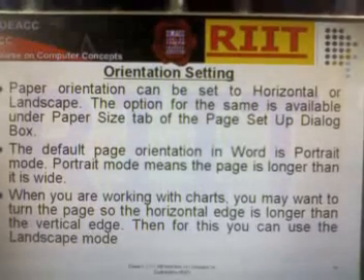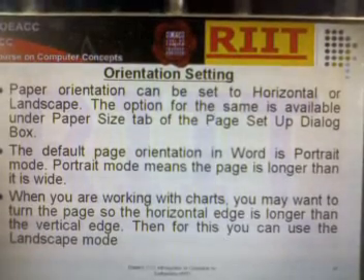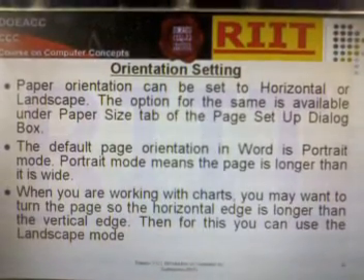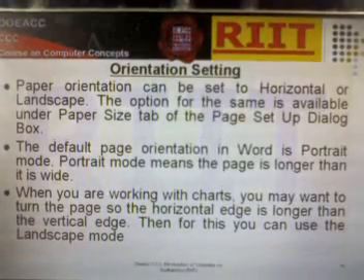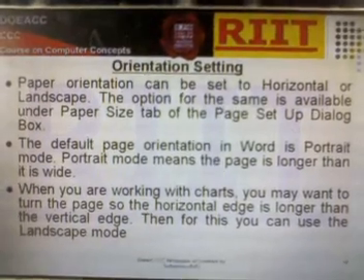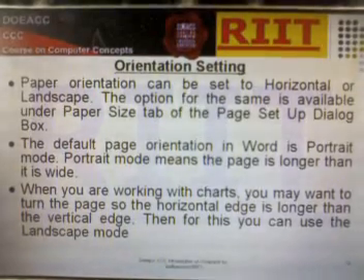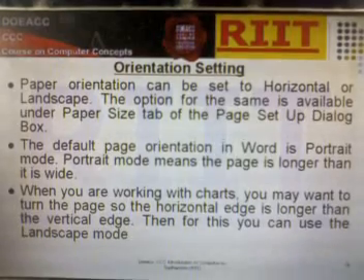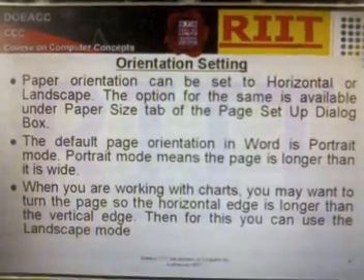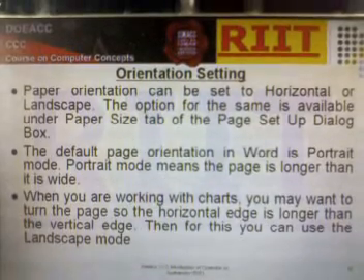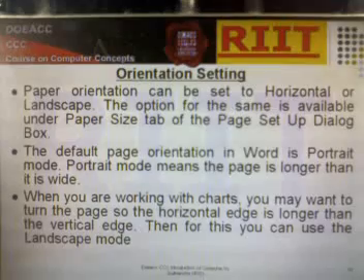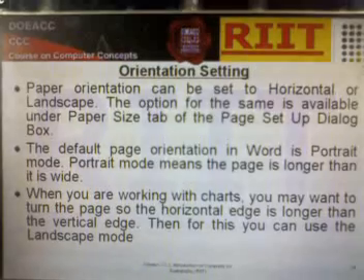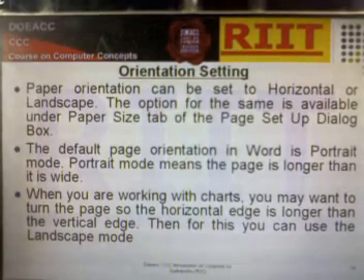Orientation settings. Paper orientation can be set to horizontal or landscape. The option for this is available under the Paper Size tab of the Page Setup dialog box. The default page orientation in Word is portrait mode. Portrait mode means the page is longer than it is wide. When you are working with a chart, you may want to turn the page so the horizontal edge is longer than the vertical edge. For this you can use landscape mode.